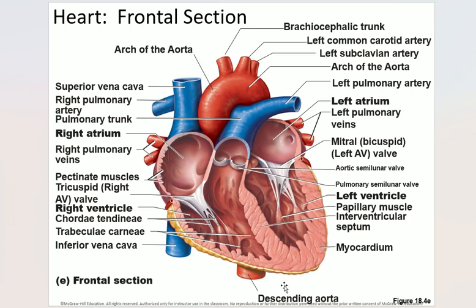So if you don't know what you're looking at when you're looking at the frontal section of the heart, just remember that the left ventricle has a thicker muscle, because it's got to push blood through the whole body. The right ventricle has a thinner muscle, where it goes right next door to the lungs, right?